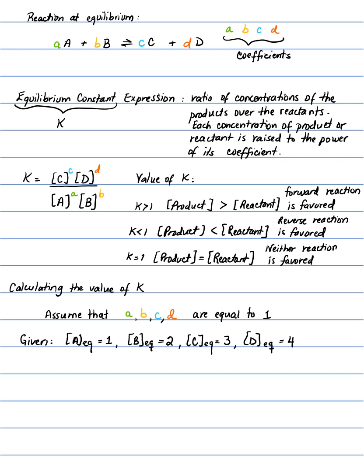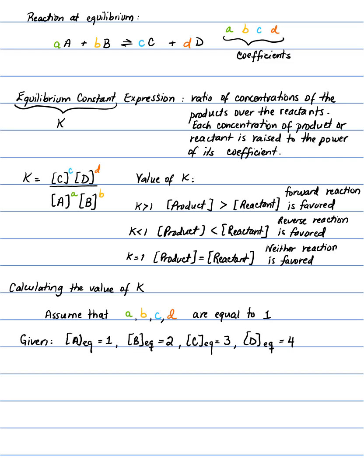For the equilibrium constant expression, we use capital letter K. It's just a ratio of concentrations. We have the concentrations of the products on the top part of the ratio and the concentrations of the reactants on the bottom part. Now, the concentrations that we use for the equilibrium constant expression are concentrations at equilibrium.